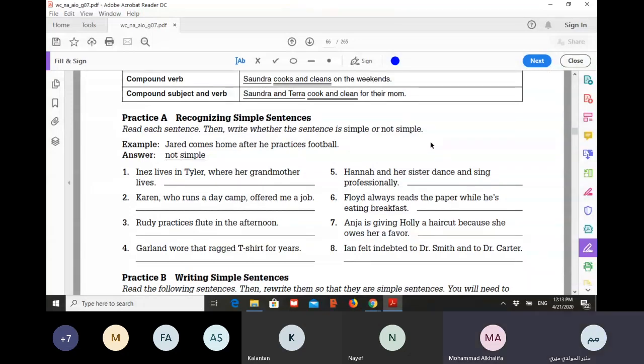A simple sentence is a sentence that has one main clause. Where her grandmother lives, so it means that this part is extra information. So you can say Ines lives in Tyler, and that's it. The sentence gives meaning. So is this one simple or not? Not simple. Very good. It is not simple.